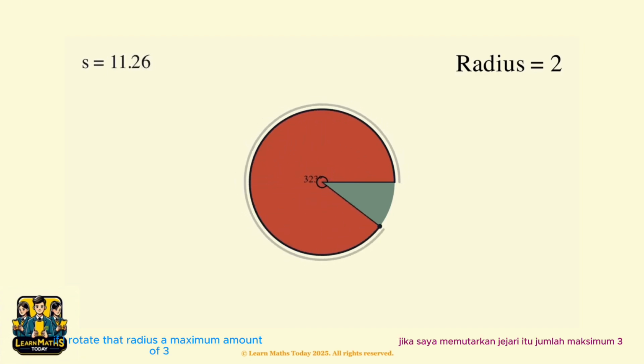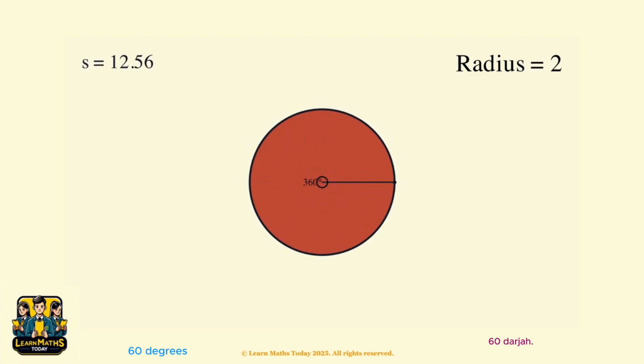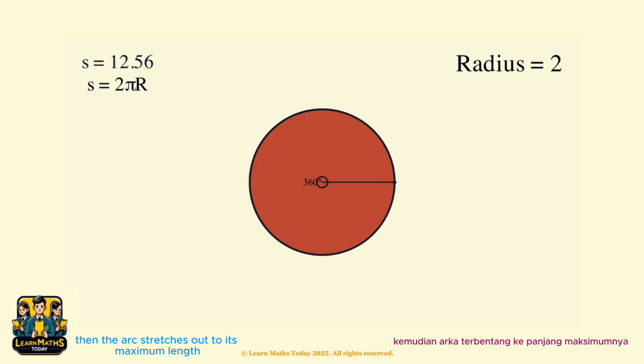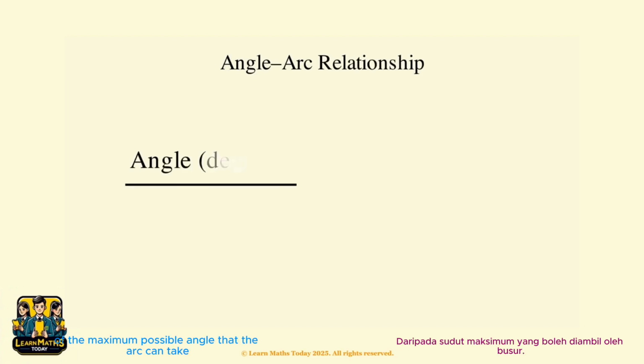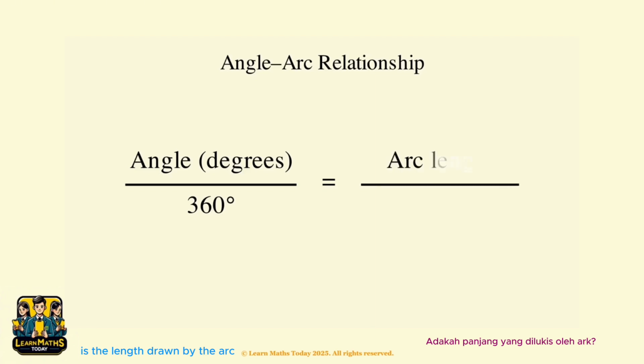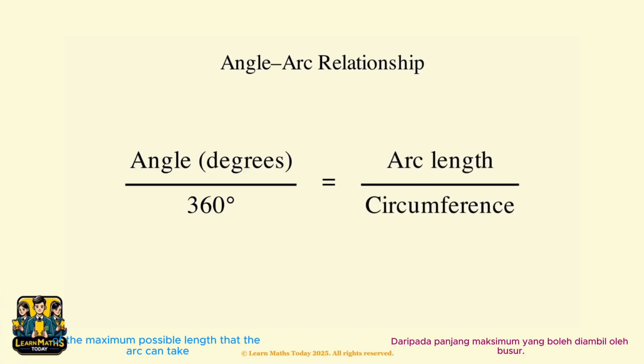If I rotate that radius a maximum amount of 360 degrees, then the arc stretches out to its maximum length. Clearly, there's a relationship between the arc length and the degrees which is rotated. Let's describe this relationship between the angle of the arc and its arc length. The angle drawn by the arc out of the maximum possible angle that the arc can take is the length drawn by the arc out of the maximum possible length that the arc can take.